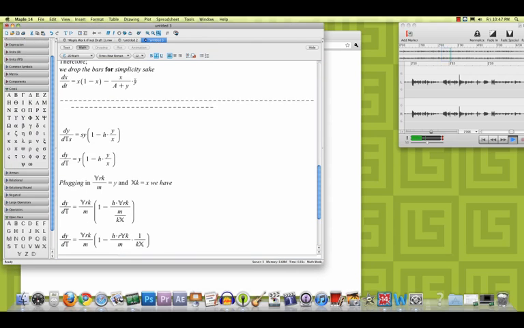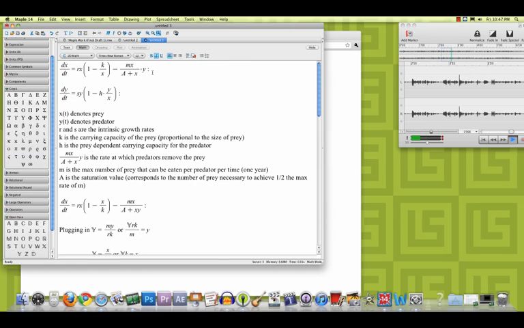It's got quite a few variables, so I'm just going to go through and explain what they mean. The x of t denotes prey, and the y of t denotes predator. R and S are the intrinsic growth rates. K is the carrying capacity of the prey, which is proportional to the size of the prey, so it's actually directly related to the x variable. H is the prey-dependent carrying capacity for the predator. Mx over (A plus x), the whole quantity multiplied by y, is the rate at which predators remove the prey. That's the Holling-Tanner type 2 response. That's what makes this different than the Holling-Tanner type 1.